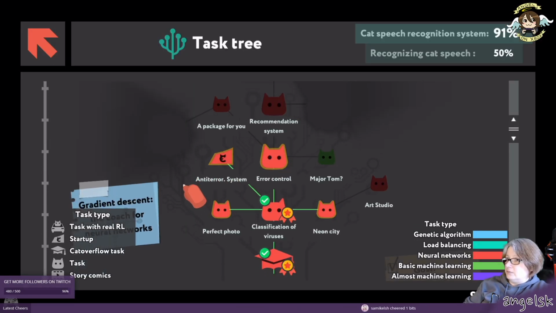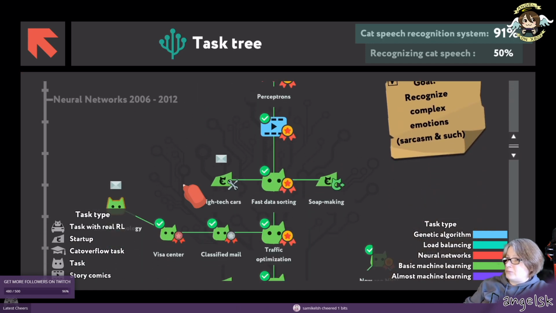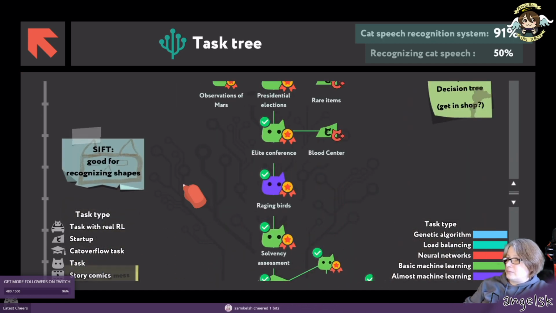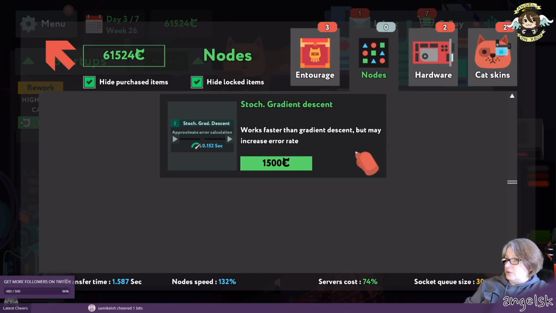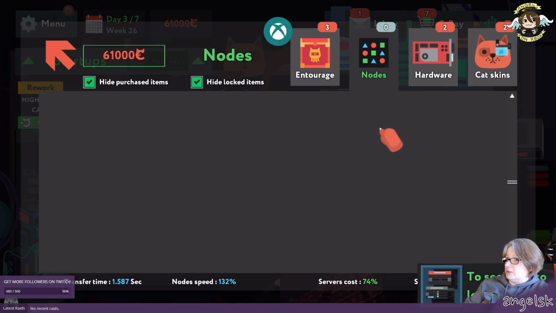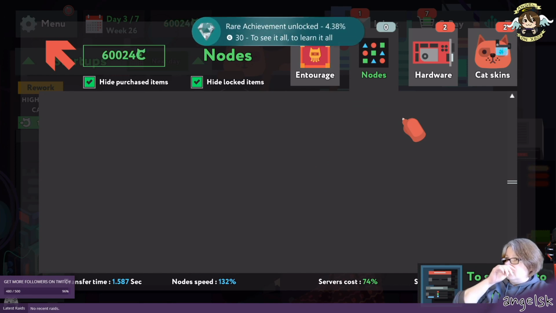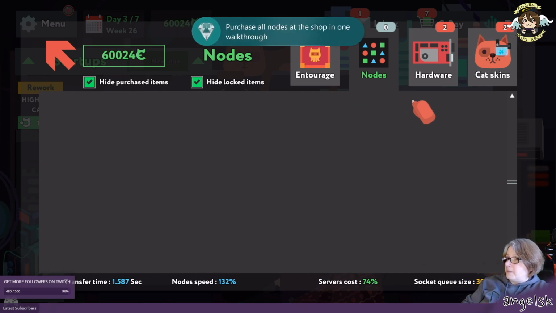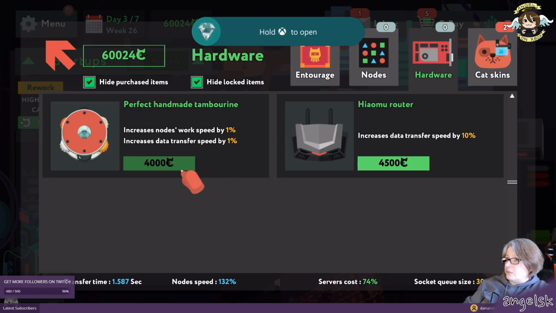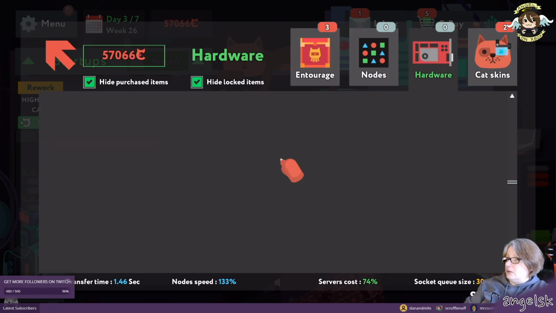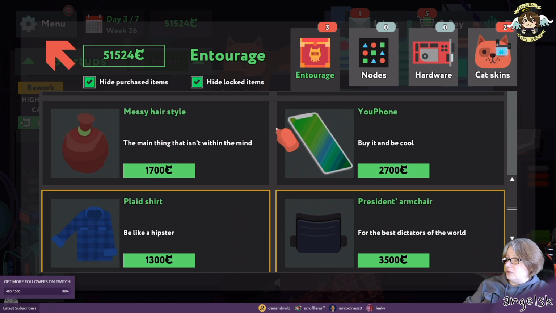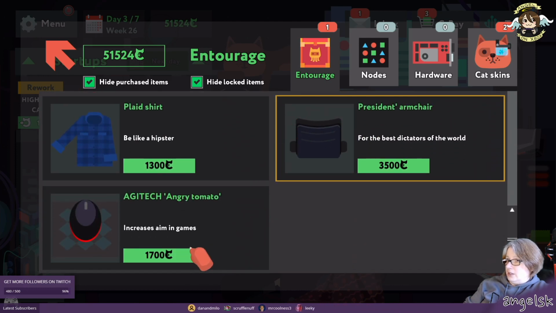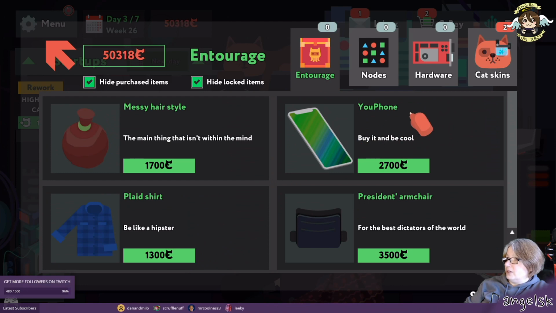The earlier ones are always easier. Another node. Stop gradient descent. Approximate. Okay, well, we'll buy it anyway because that's the last node. See it all to learn it all. Buy these. That didn't pop though. That's good because that means there's still a chance. Angry tomato. We've got to get that just because it's called an angry tomato.